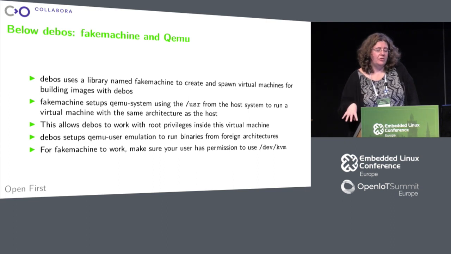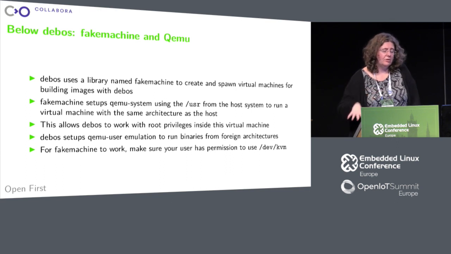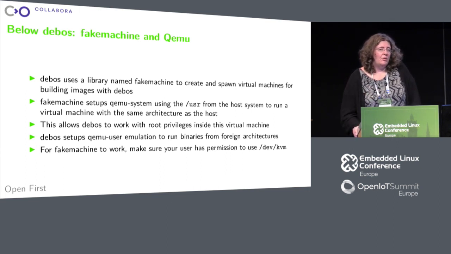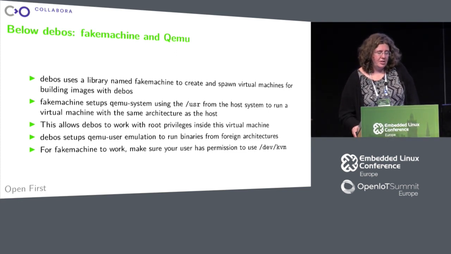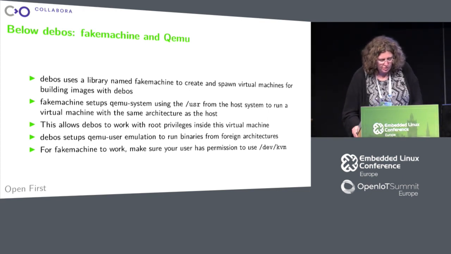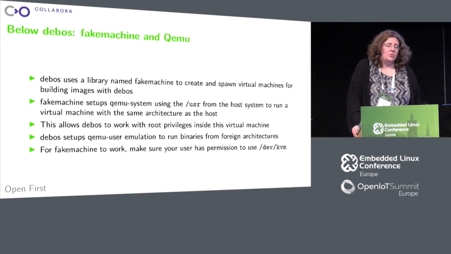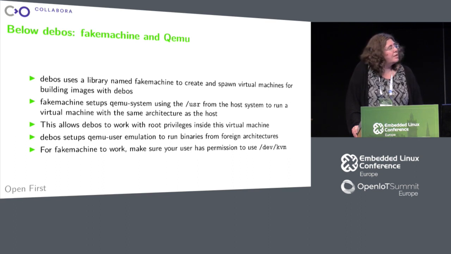What I mean by a foreign architecture is, probably your host machine is AMD64, I'm talking in Debian port terms, and maybe you want to create an image for ARM. So that's what foreign architecture means in this context. And then DevOps is going to have root privileges in this machine that you have set up. Something also important is that for fakemachine to work, your user needs to have permission to /dev/kvm. This is actually one of the things that is doing the trick, that you don't need root privileges. And also, if you want to have good performance, you really need that.